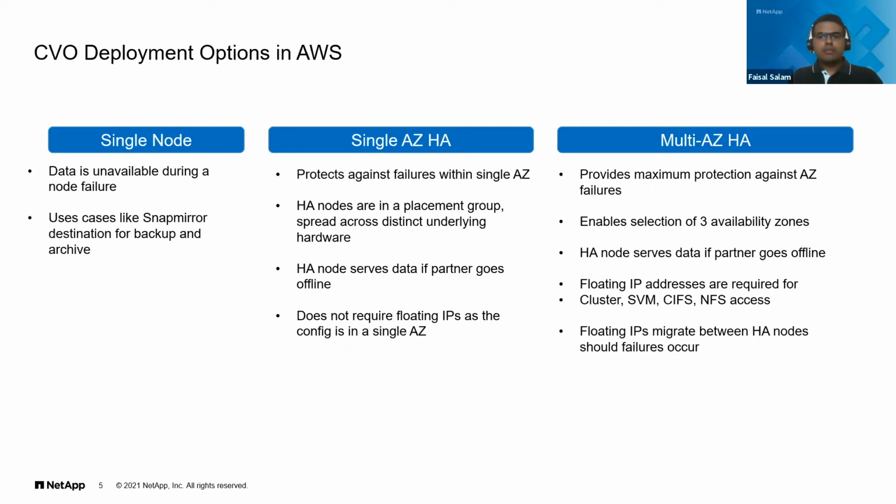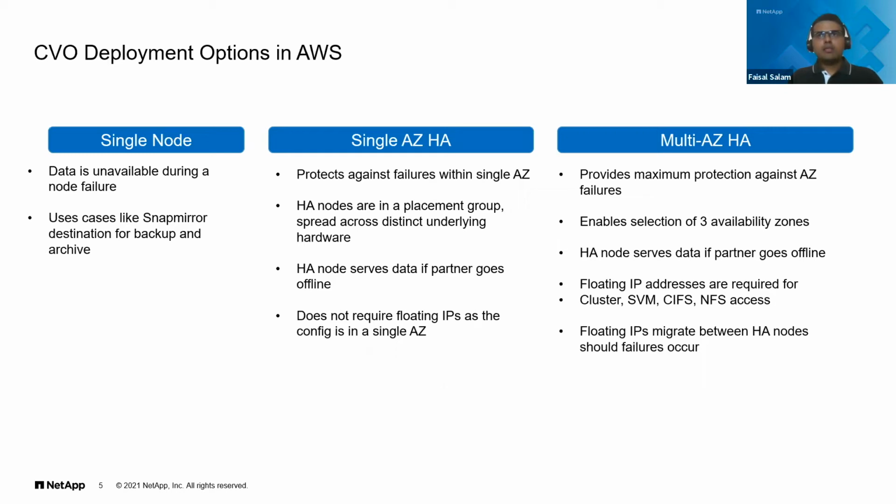The third deployment model, and the one which we've adopted as a standard for production workloads, is the multi-availability zone HA model, where the three components, namely node 1, node 2, and the mediator, sit in different availability zones. So this offers the maximum fault tolerance that's available today.